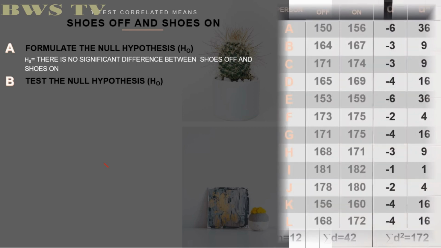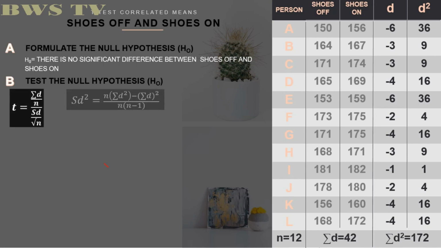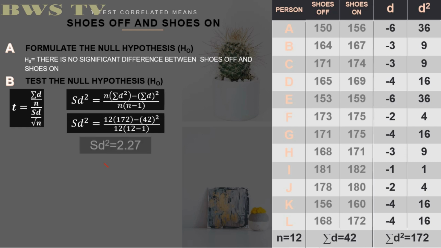All we got to do is fill in the table here and then get its summation, and then replace all those values with the formula given. But first, we'll be solving for the SD squared, since it cannot be found in any part of the table, which will be needed in solving the t. The answer for the SD squared will be 2.27.